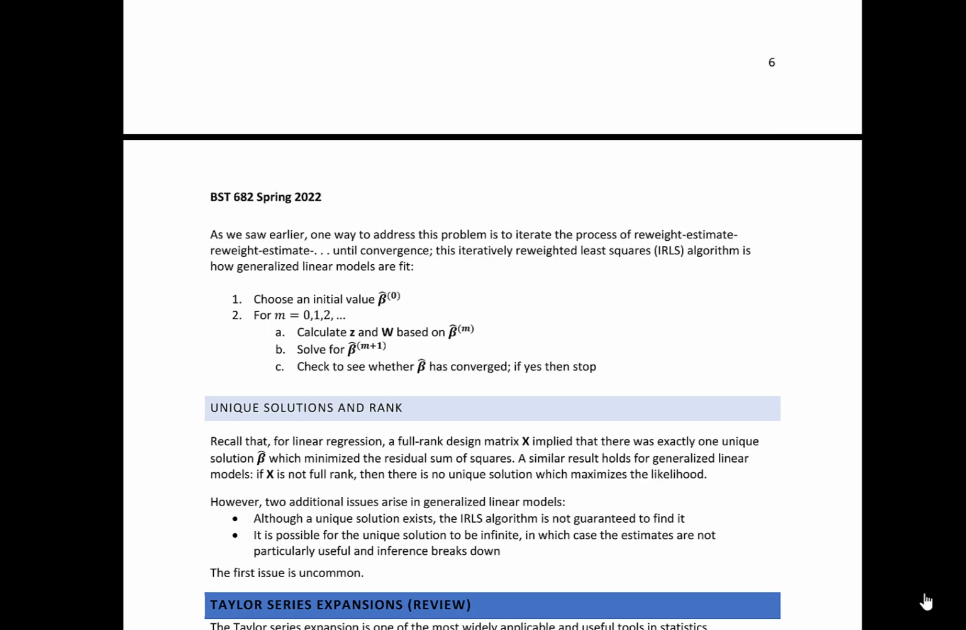However, there are two additional issues that could arise. Although a unique solution exists, there's no guarantee the algorithm is going to find it. And it's possible for the unique solution to be infinite. In that case, the estimates are not particularly useful and inference breaks down. Now that first issue is pretty uncommon. If it exists, usually we can find it.